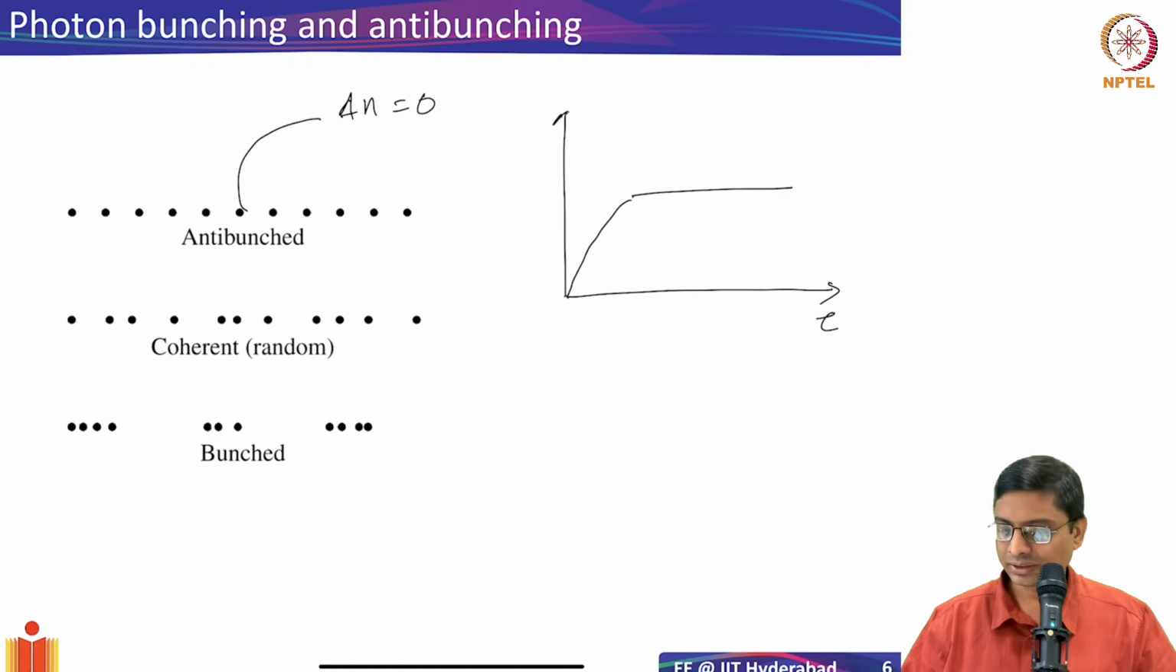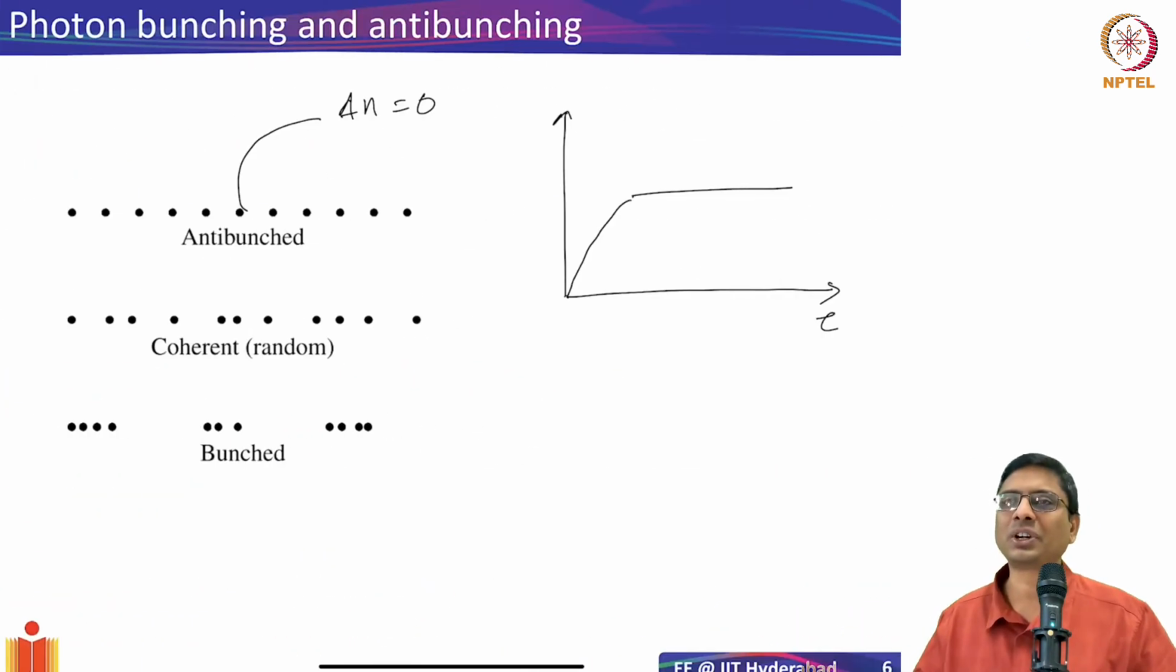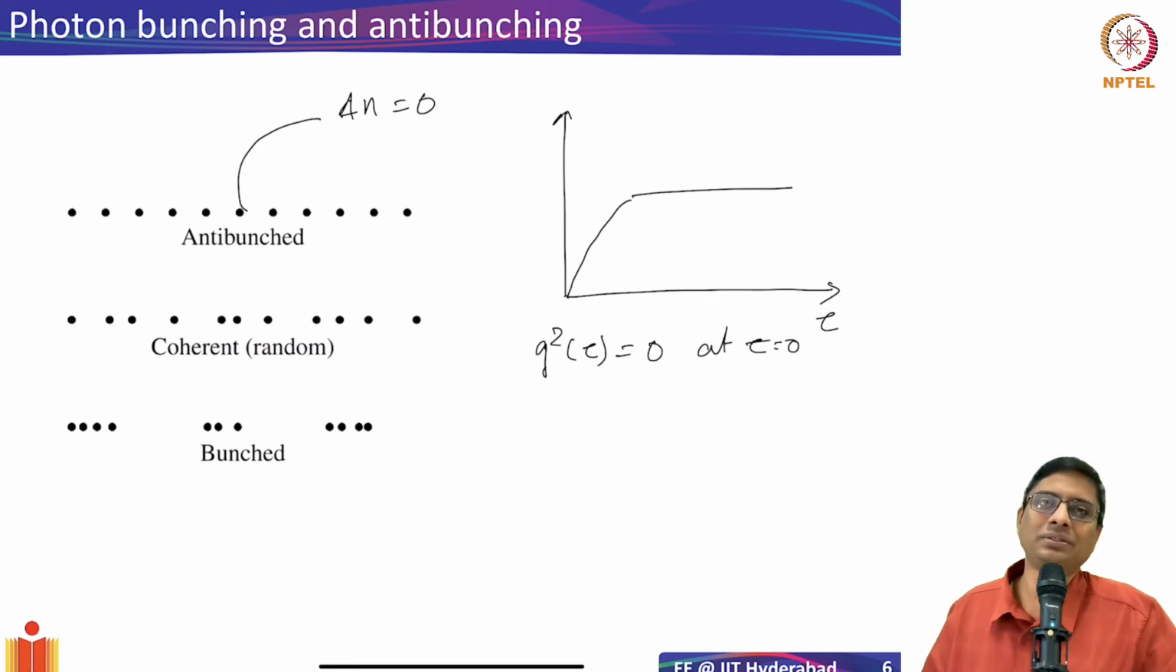Basically, this is my G2, right? The number of counts is essentially proportional to the correlation. So G2 of tau is going to be ideally 0 at tau equal to 0. When the delay between the detectors is 0, ideally you should have 0 counts. But then if you take larger delays, there will initially be some increase, but then it will come to a finite probability.